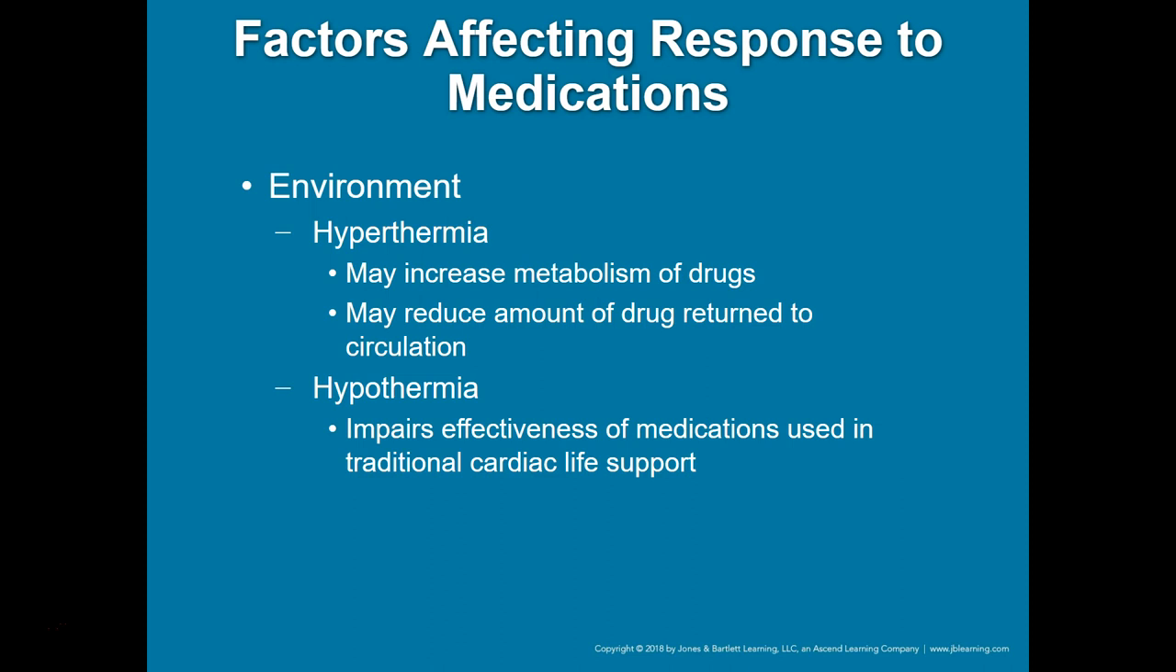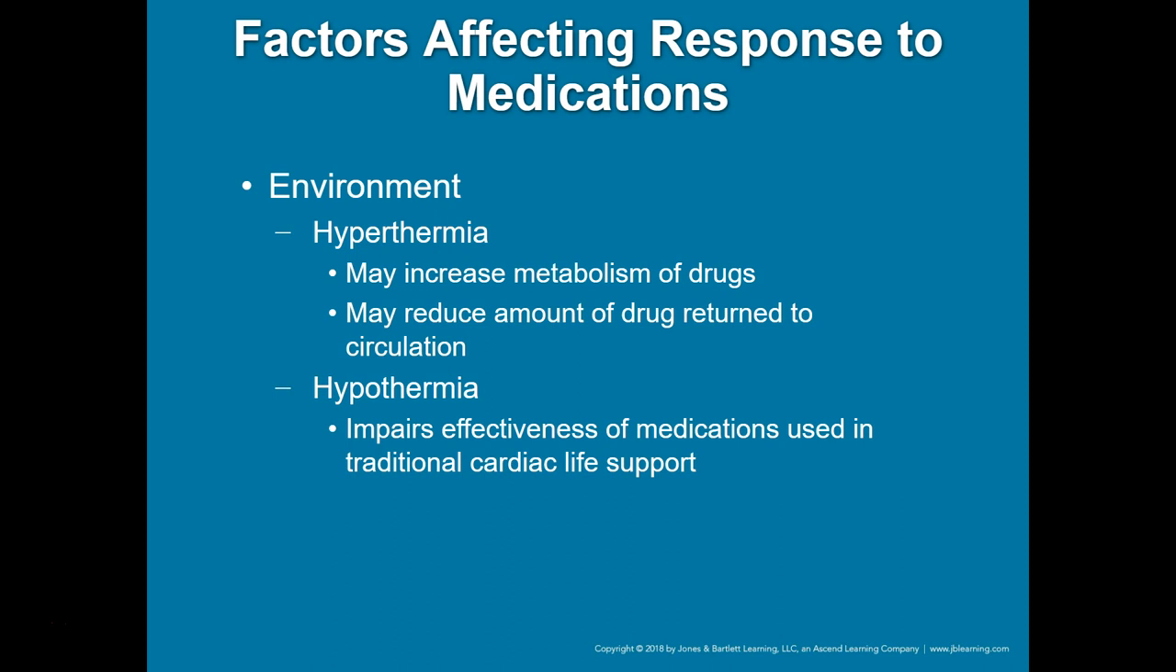Some other stuff that can affect how the body uses medicines: environment, hyperthermia. Your body's hot, it's working hard, and it can increase the metabolism of the drug. It may reduce the amount of drug returned to circulation just because it's being filtered out that much faster. One other thing with hyperthermia, though, whenever you have a fever, a lot of times the liver's cytochrome P450 system, which is a big thing for eliminating and biotransforming medications in the body, kind of shuts down a little bit as a protective function. So it might not make too much difference in how long that drug lasts in the body.